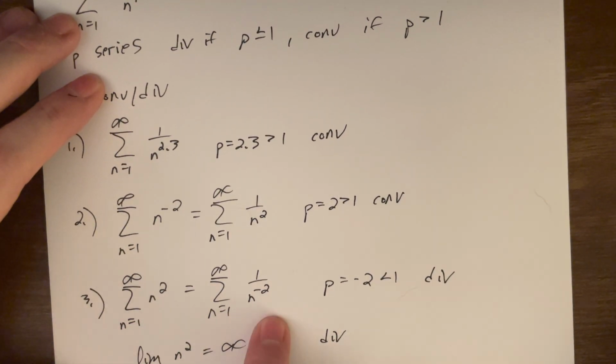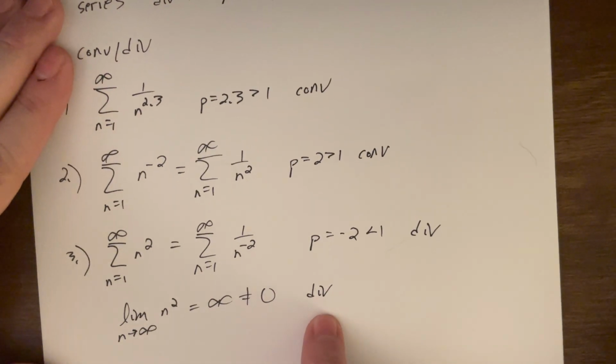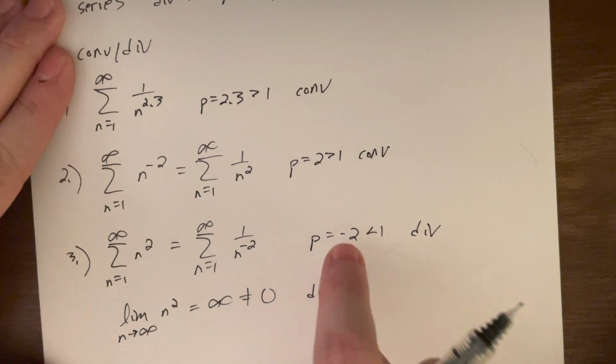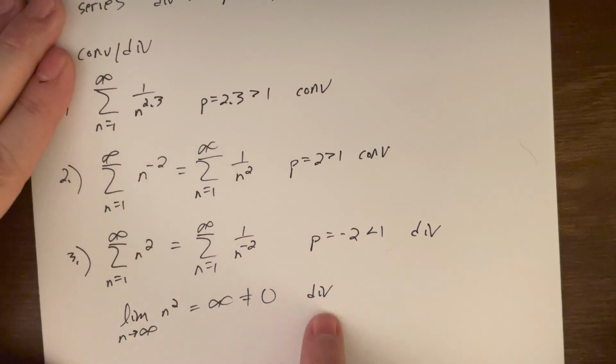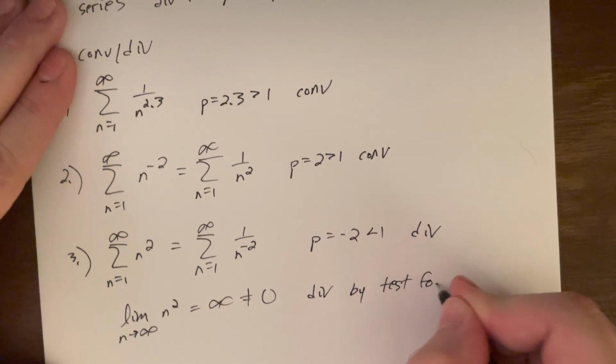It's the same series, but now we just did it with a different reason, a different test. This diverged because it's a divergent p series. This diverged because we used the test for divergence.